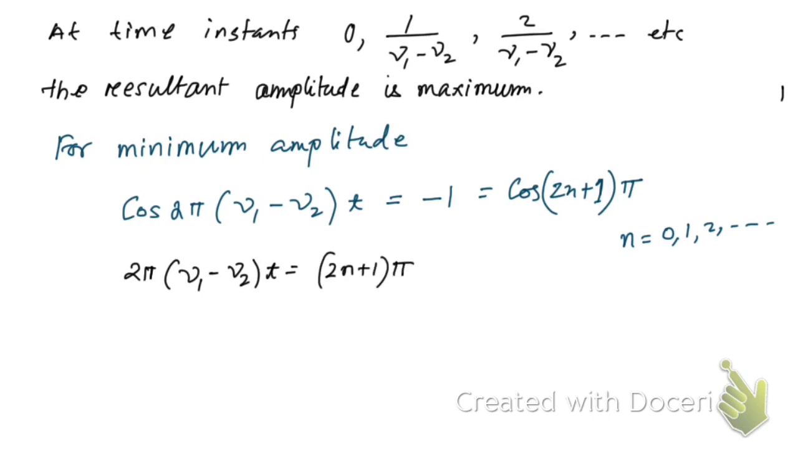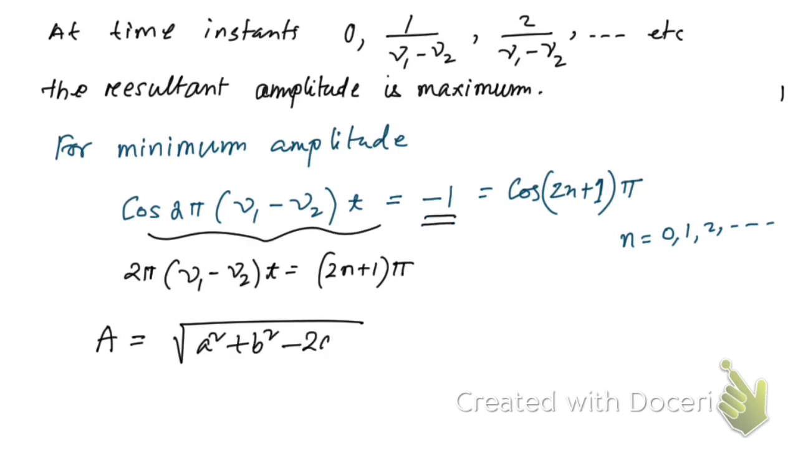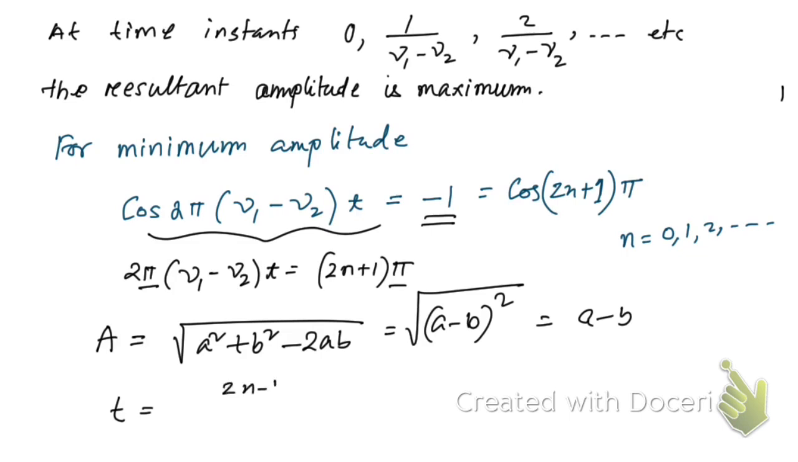In that case, the resultant amplitude will be root over a square plus b square. If we take this value as -1, then here we get -2ab, which is (a minus b) whole square, and the square root of this is a minus b. That is the minimum resultant amplitude. And when it will occur, from this relation we get t is equal to (2n plus 1) by 2 (nu1 minus nu2), as pi gets cancelled.